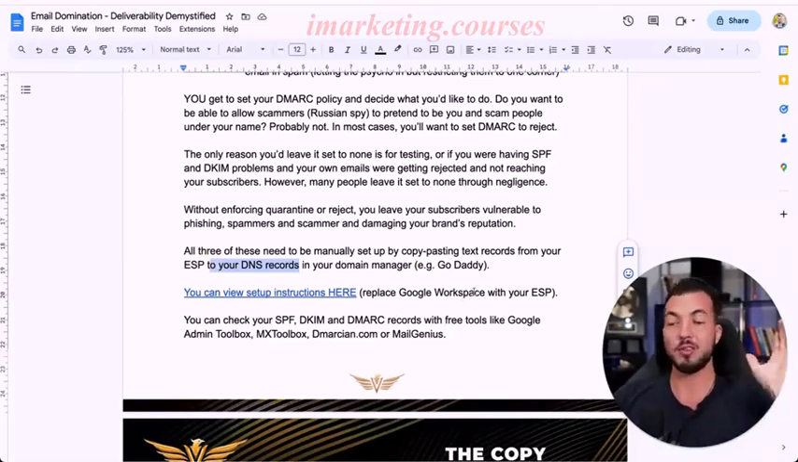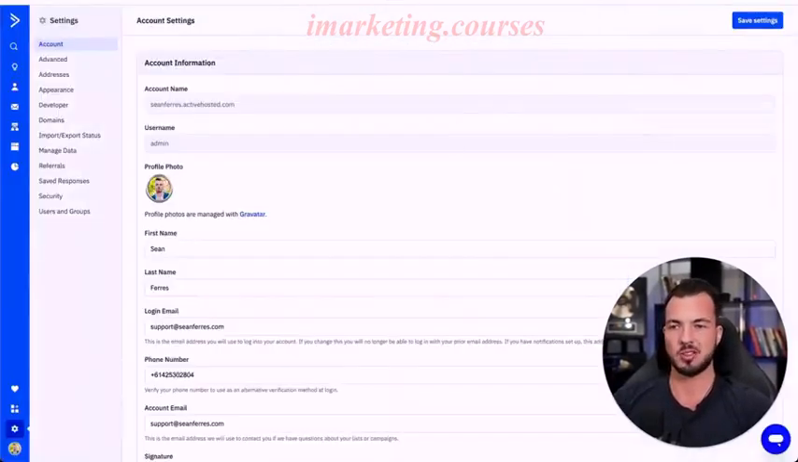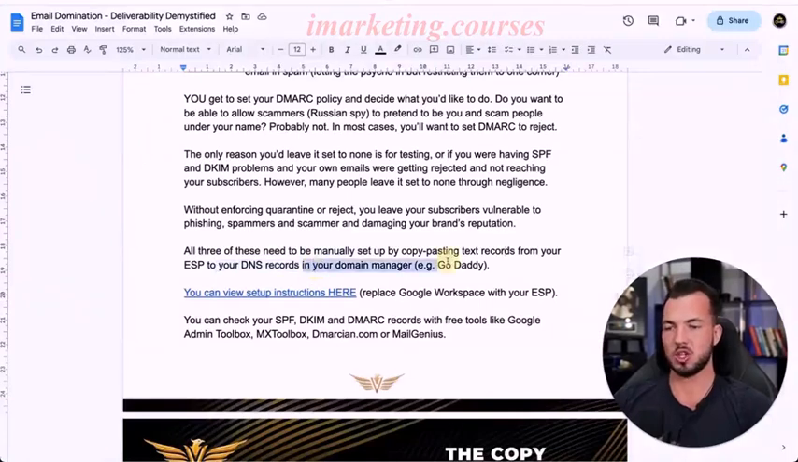It doesn't really matter. Whatever you bought your domain from, wherever your domain's hosted, find your cPanel, go to the DNS records, and copy paste the text records from ActiveCampaign into the domain manager to confirm that ActiveCampaign is allowed to send emails. That's the SPF. And that it's you sending the emails. That's the DKIM, all right? And you can also set your DMARC policy there as well.